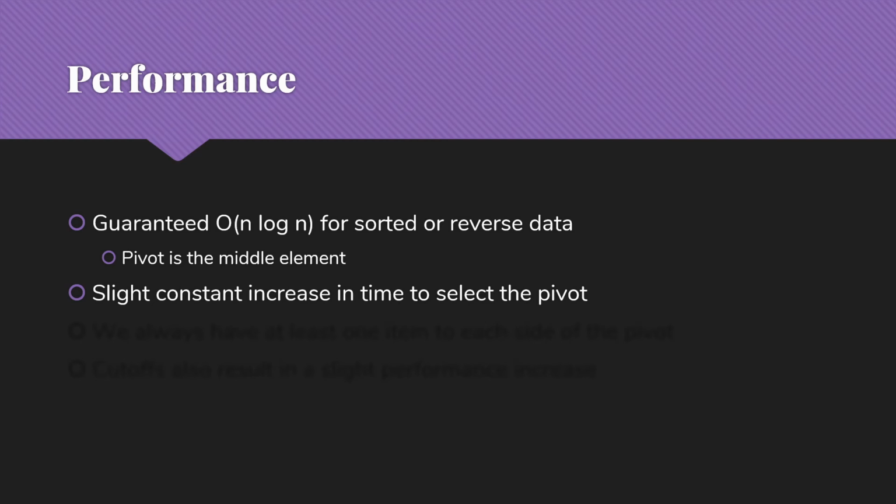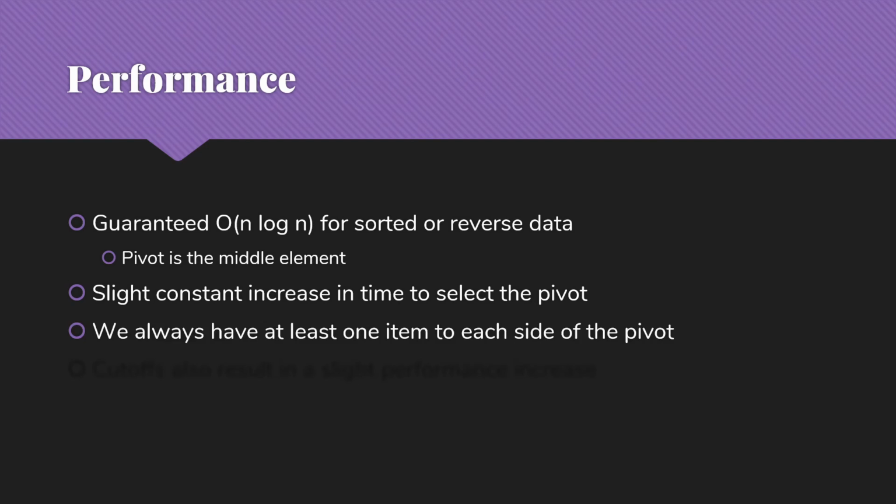However, that's partly compensated for by the fact that we're not going to do the comparisons with the first and last items as we're actually doing the partitioning process. So constant time increase, slight. Note that no matter what our ordering, we know for sure that we're going to have at least one item to either side of the pivot after the partitioning process is over. So even in a worst case scenario, we're not going to be back to the point where we're doing n minus 1, n minus 2, n minus 3, n minus 4 comparisons.